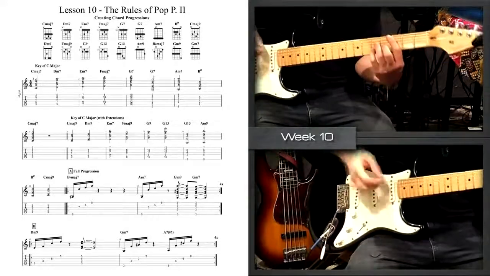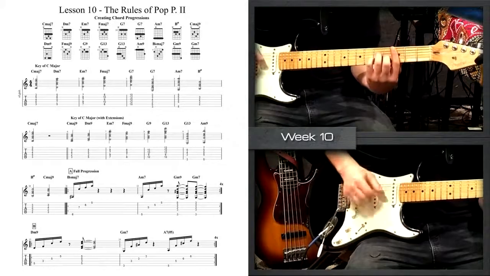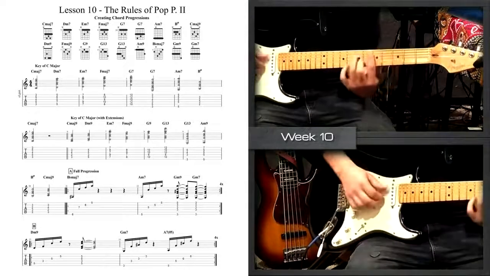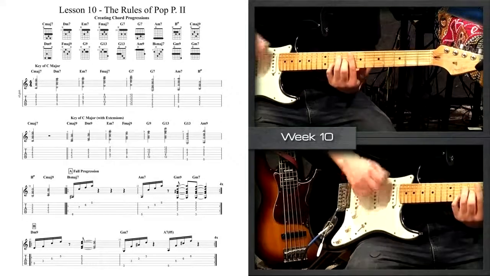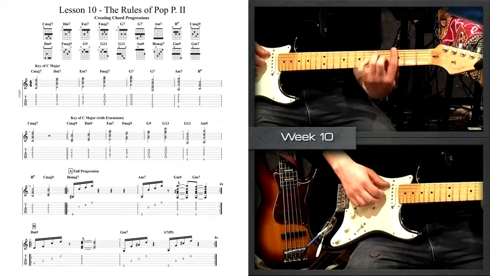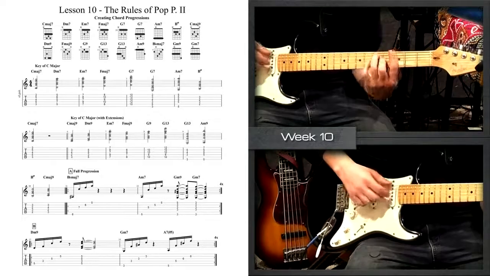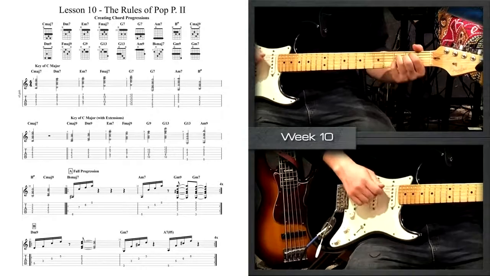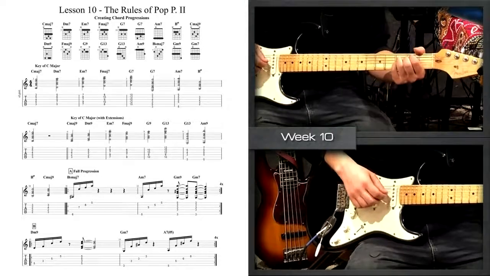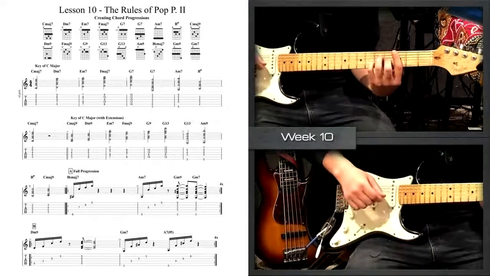So again, if we were to just play each one of those individually, I have my 1, which is a major 7, my 2 is a minor 7, my 3 is a minor 7, my 4 is a major 7, my 5 is this dominant 7, my 6 is a minor 7, my 7 chord is a half diminished chord, or we can also call it minor 7 flat 5, and then back to my 1 chord, right?